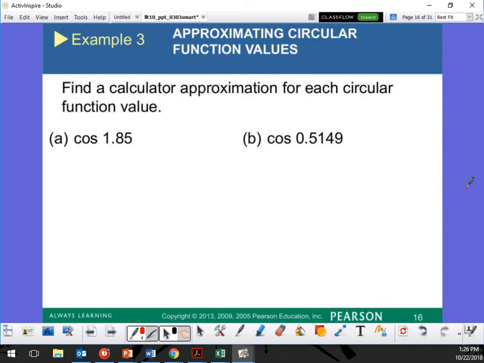All right, you guys. So, listen, this is Trigonometry 3.3, we're doing part B. Now, to go along with this, we are going to do approximating circular functions.